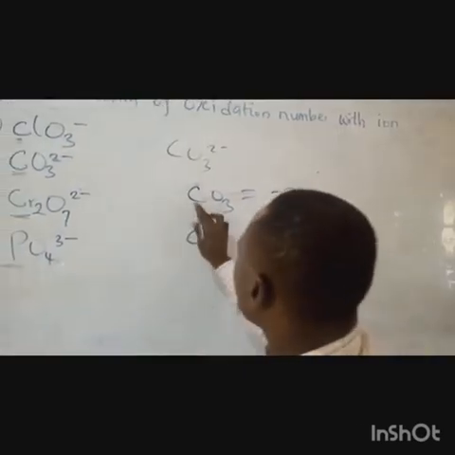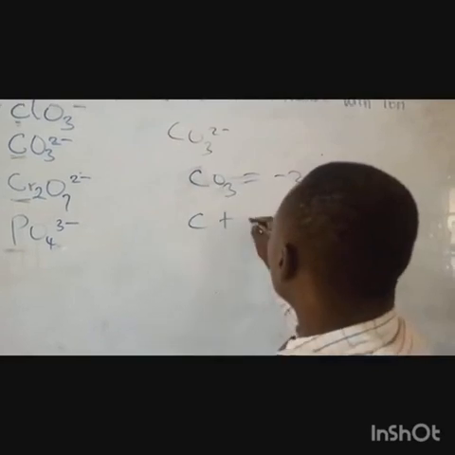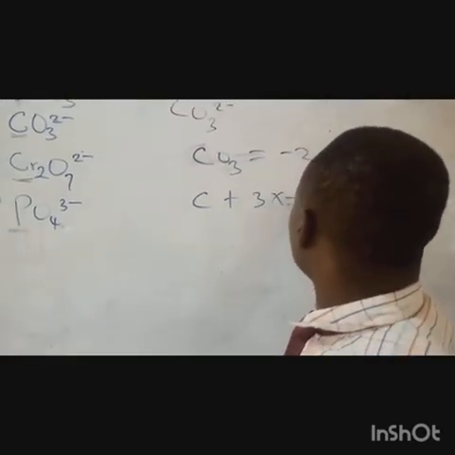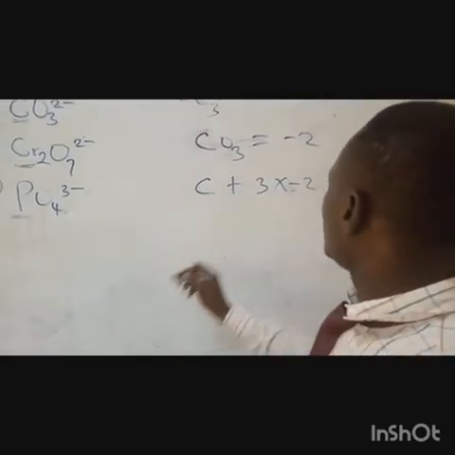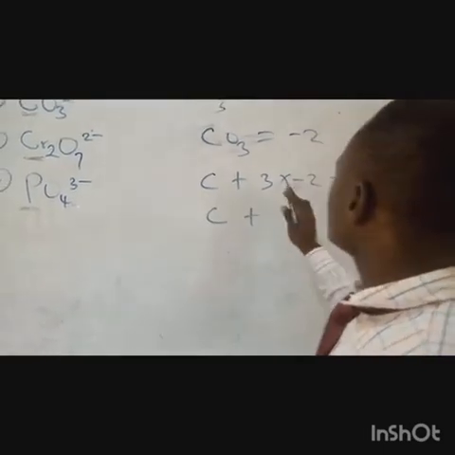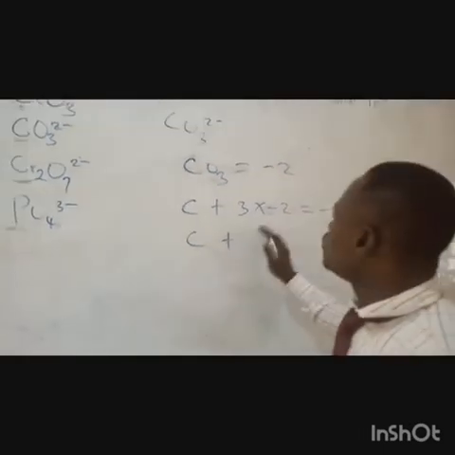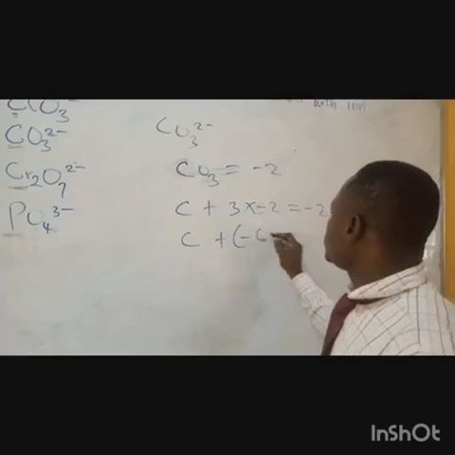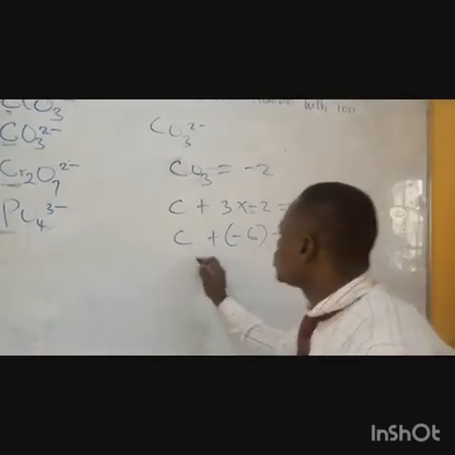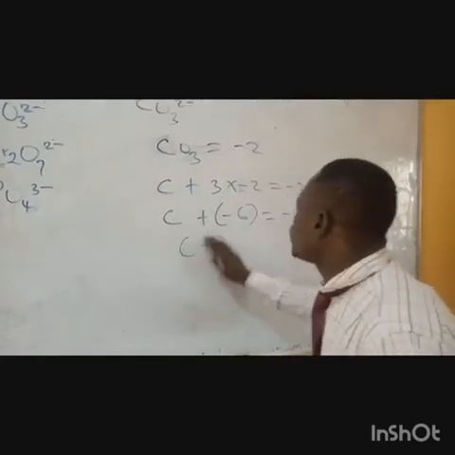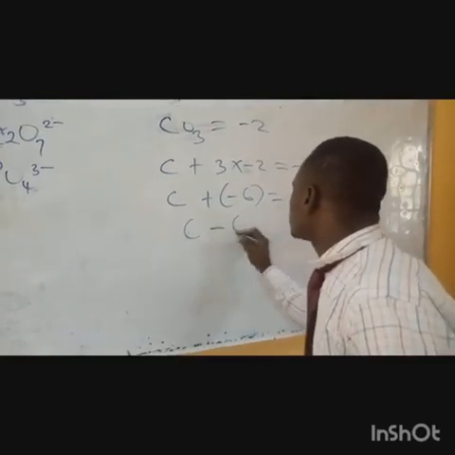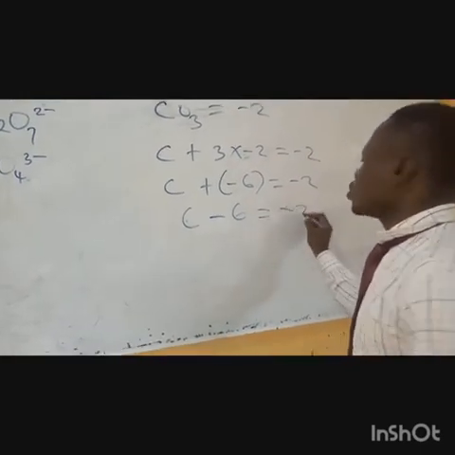Of course, you are looking for carbon. Carbon plus oxygen, which is 3 times -2, is equal to -2. So C plus 3 times -2 gives you -6, which is equal to -2. So C plus -6 equals -2.